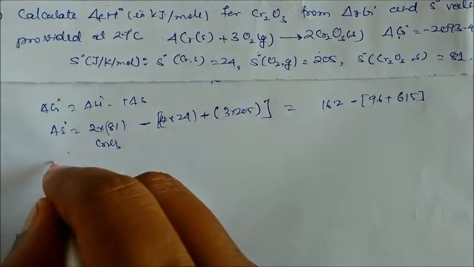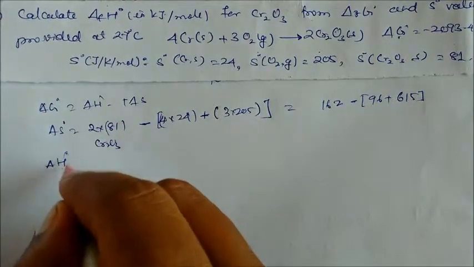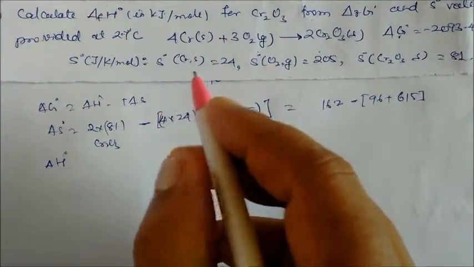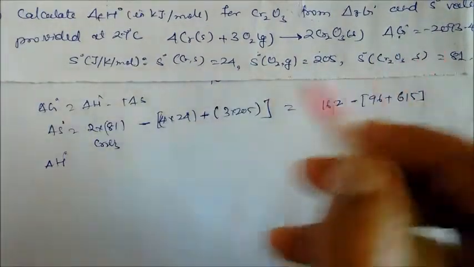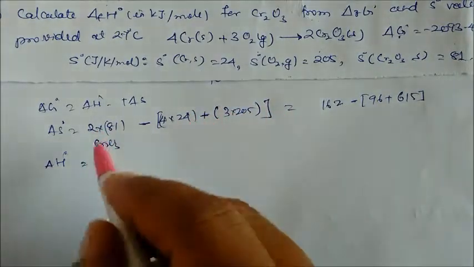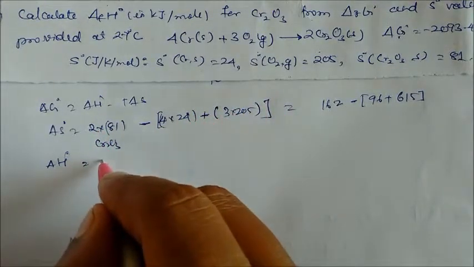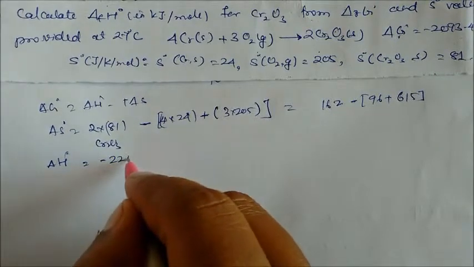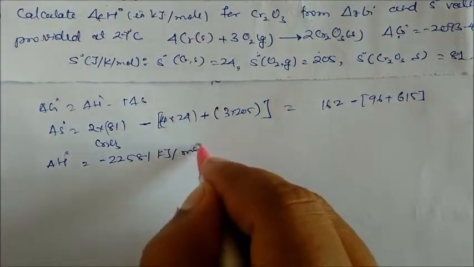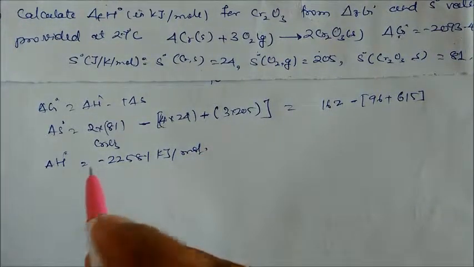Now similarly we can find the enthalpy of this reaction. The enthalpy of the reaction will be how much? We will solve it in the same way, product minus reactant. So we will get the value here minus 2258.1 kilojoule per mole.